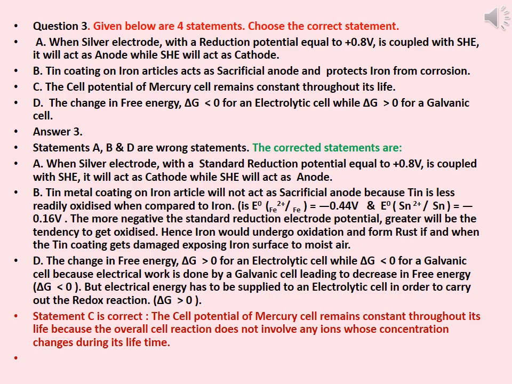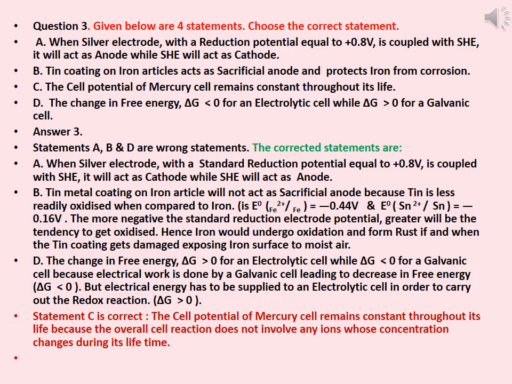So, the greater the negative value of the standard reduction potential, the higher would be its tendency to get oxidized. Hence, iron articles would undergo oxidation more readily and form rust if and when the tin coating on their surface gets damaged and exposes the iron surface to moist air. In the presence of tin, iron would undergo corrosion faster.